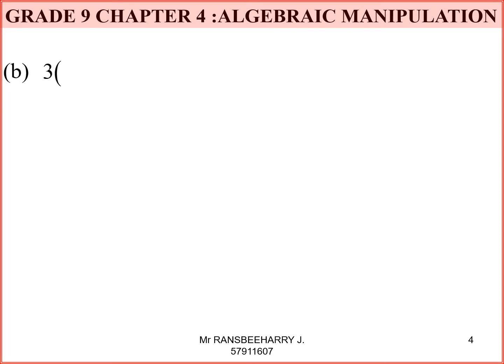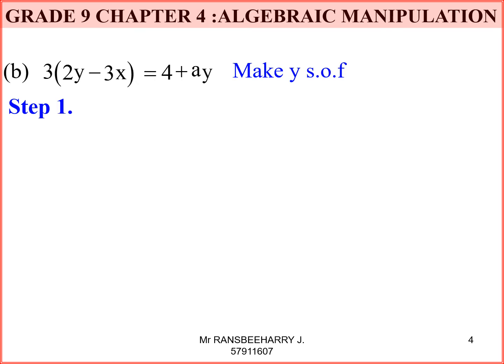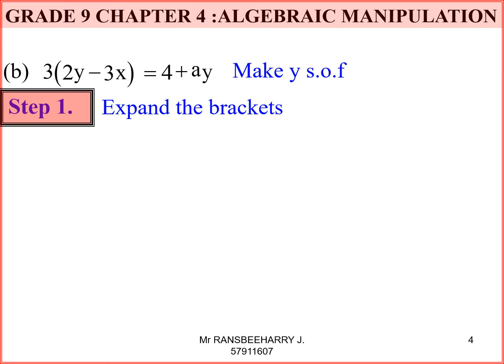Part B. 3 into 2y minus 3x is equal to 4 plus ay. Required to make y subject of formula means to express y in terms of other unknowns and constant. So step 1, we expand the brackets. We obtain 6y minus 9x is equal to 4 plus ay.